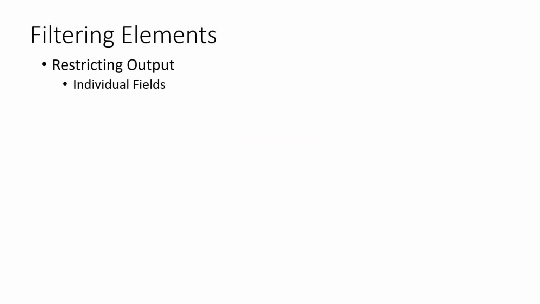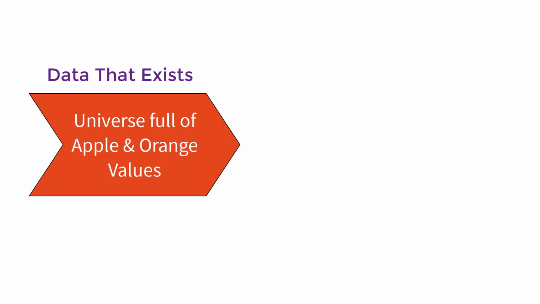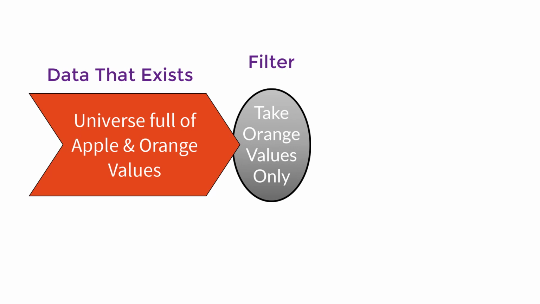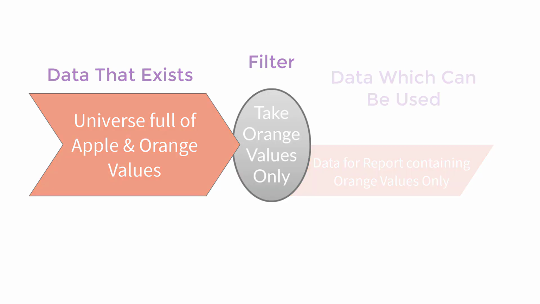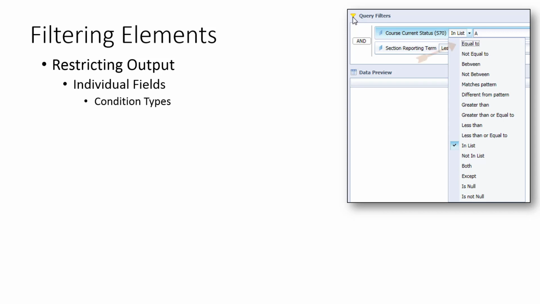Now that we have seen our workplace for query building, let's examine the elements of each filter. Filters restrict output. They determine which records move forward into the report design phase and which stay in the universe. Each individual field brought into the query filter panel acts as a filter. The first choice after selecting the filter fields is to determine what type of condition must be met. Here you see the list of options.